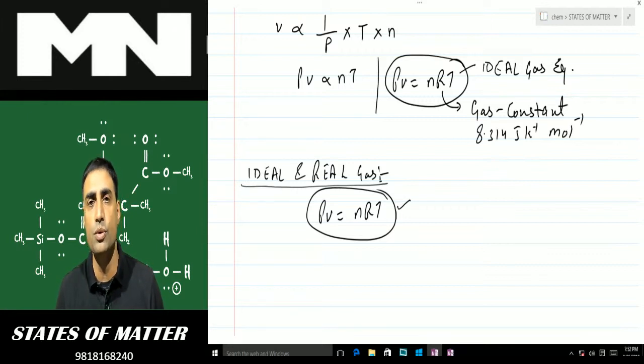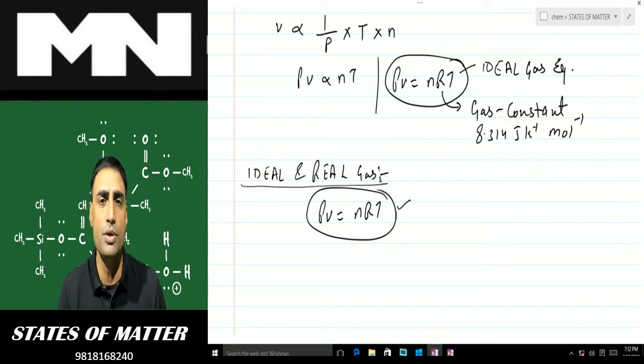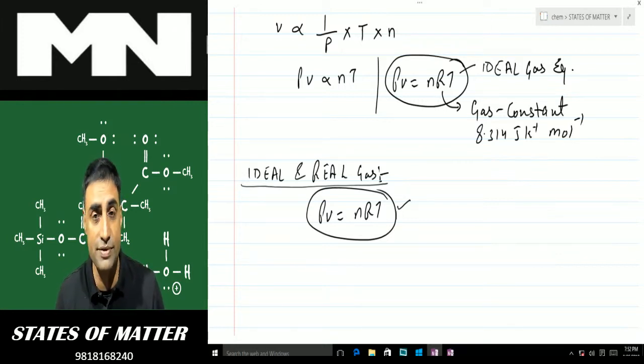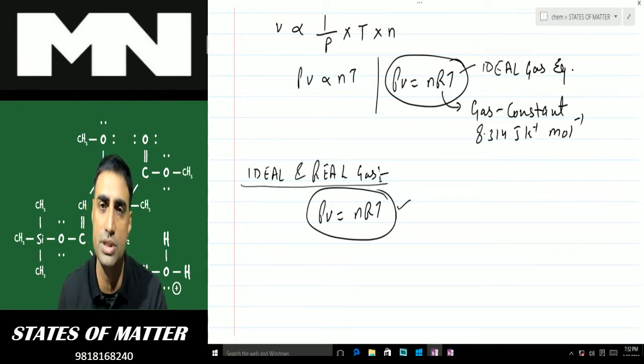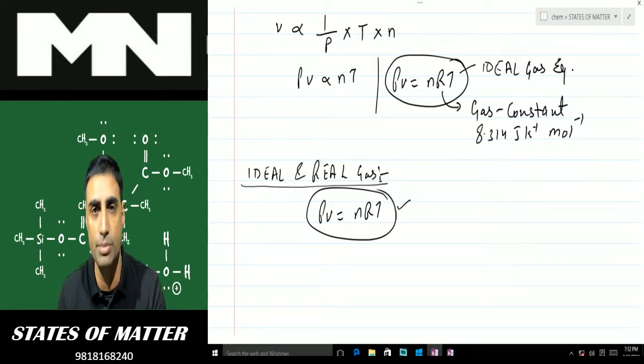Likewise, according to Avogadro's law, under the condition of standard temperature and pressure, 22.4 liters of all the gases should have 6.023 × 10^23 molecules. This value is so large that if some of the molecules we add or subtract in this value, that hardly makes any difference. So deviation from Charles' law and deviation from Avogadro's law is not considered as a deviation, whereas deviation from Boyle's law is considered as a deviation, and we'll study about that.